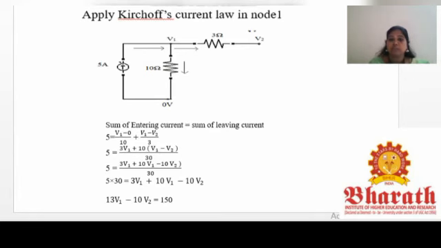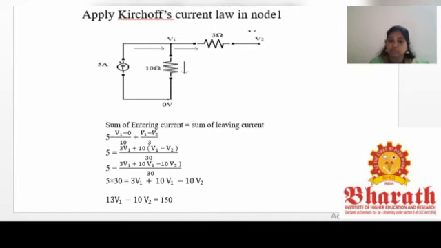What I am going to do is take the LCM between 10 and 3, which I am getting as 30. So I am going to multiply this value to the numerators. My numerator will become 3V1 plus 10 into V1 minus V2. Again I am going to multiply this 10 within V1 minus V2. So I am getting 5 equal to 3V1 plus 10V1 minus 10V2 divided by 30.